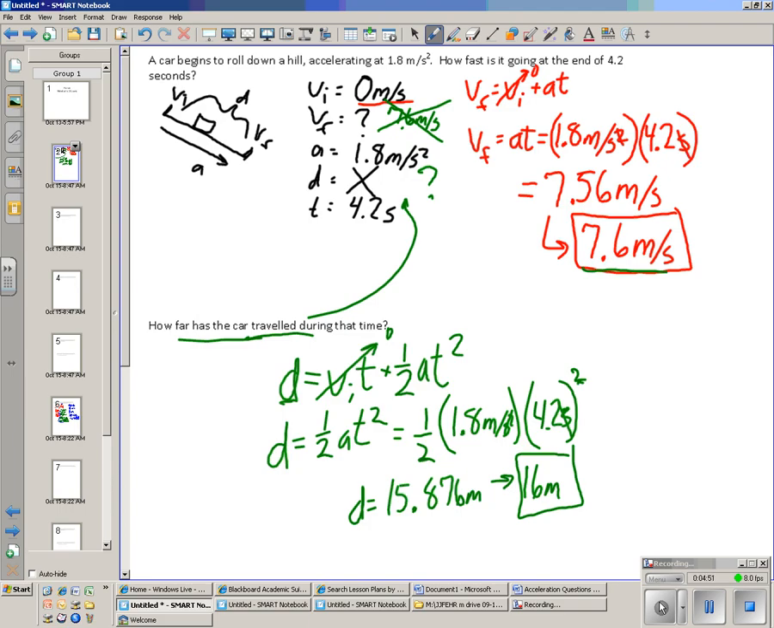And then I can just look through with my numbers. The 1/2 times 1.8, 1.8 once again is about 2. So 1/2 times 2 is 1. And then times 4 squared is going to be 16, which actually is the answer. So hooray, the checking worked out perfectly.